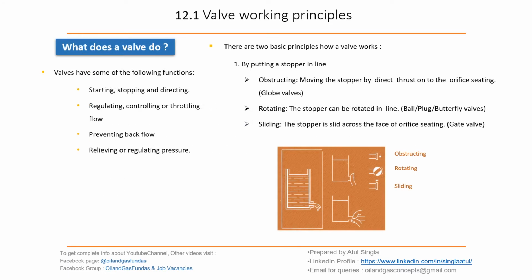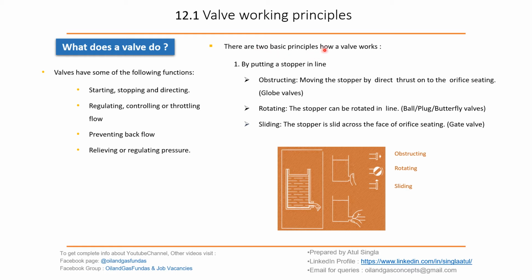So what does a valve do? We have already discussed what a valve is, and now we need to understand what it does. A valve has some of the following functions, as we have already discussed in its definition: starting, stopping, and directing. This is the basic function. It can regulate, control, or throttle the flow. We'll discuss in detail each and every word because this is important to understand the function of the valve. Preventing backflow is also a very important function which we will discuss in detail in coming sections. Relieving or regulating pressure is again a very important function of any valve. We'll discuss all these functions in detail one by one in our coming videos and in this video also.